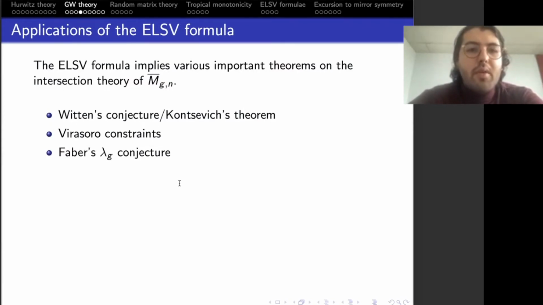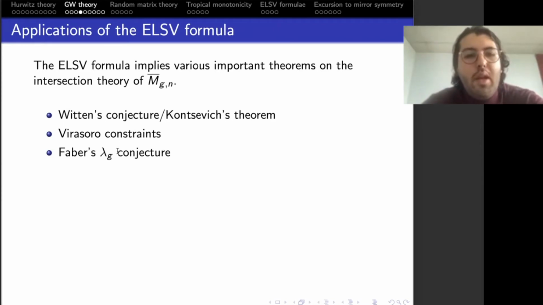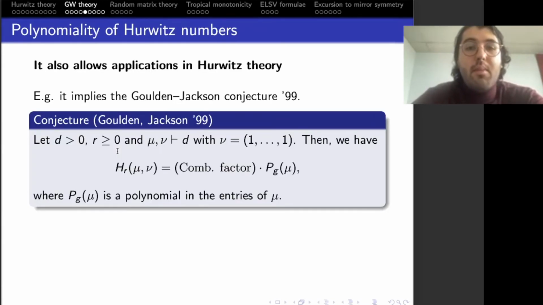So the ELSV formula has many important applications. For example, the ELSV formula implies various important theorems on the intersection theory of the moduli space of genus g curves with n marked points. So for example, Witten's conjecture or Kontsevich's theorem, the Virasoro constraints, or Faber's lambda g conjecture. All of these theorems were already known, but they follow very briefly from the ELSV formula. So the ELSV formula is a very powerful result, which implies all these theorems, which mathematicians worked very hard for a very long time to prove. There is a paper by Kazarian from, I think, 2007 or 2008, where on 40 pages he proves all of these results as a direct consequence of the ELSV formula. So it's a very powerful theorem. But the ELSV formula also has applications to Hurwitz theory.